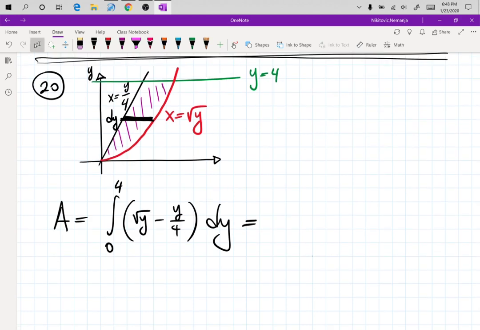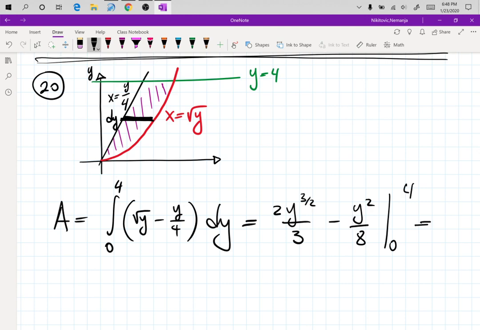Integral of square root of y is good old y^(3/2) over 3, and then you put a 2 on top, minus y squared over 8, and then we have our limits 0 to 4. Now we have 2/3 times 4 to the 3/2, minus 4 squared, 16 over 8.